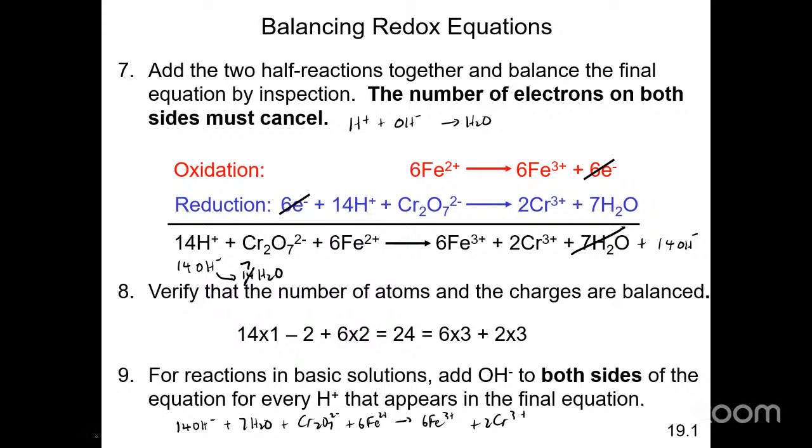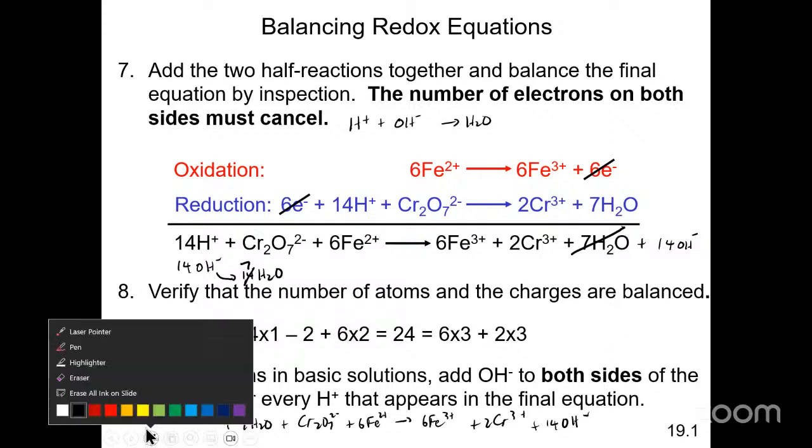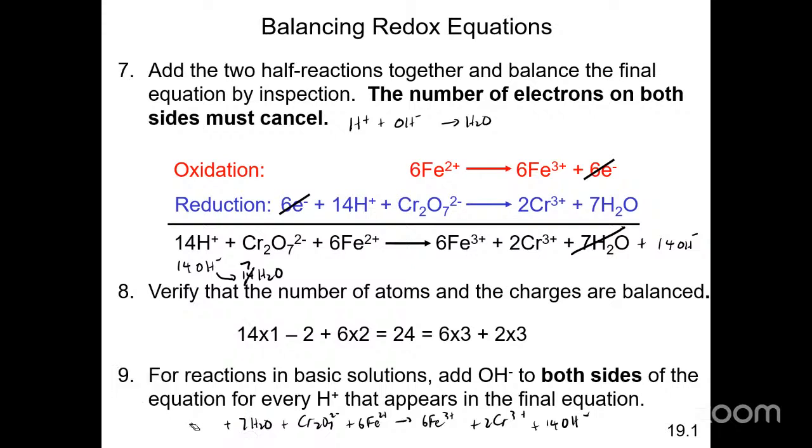Oh, shoot, I should not have included the OH minus here. Take that out. Sorry about that. Because the OH minus is actually going to be over on this side, 14 OH minus. And that's it. And that would be the equation for the same reaction under basic conditions. All right? So that's basically how that is done.